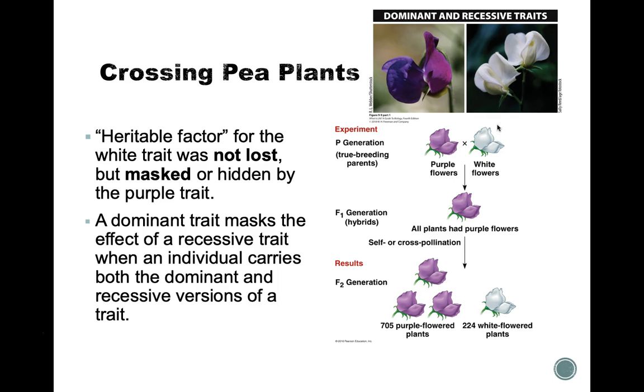So let's summarize what Mendel was doing here and what he observed. First of all, he observed that the heritable factor that controlled the white trait wasn't lost. Instead, it was masked by the purple trait. It was covered up by the purple trait. So Mendel gave this idea a couple of names. He called the trait that covers the other one the dominant trait. And he called the one that was masked or hidden the recessive trait.